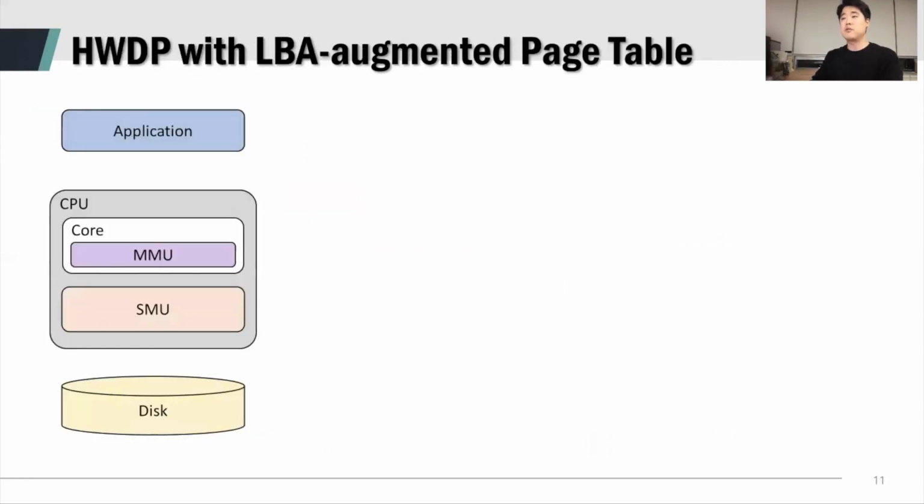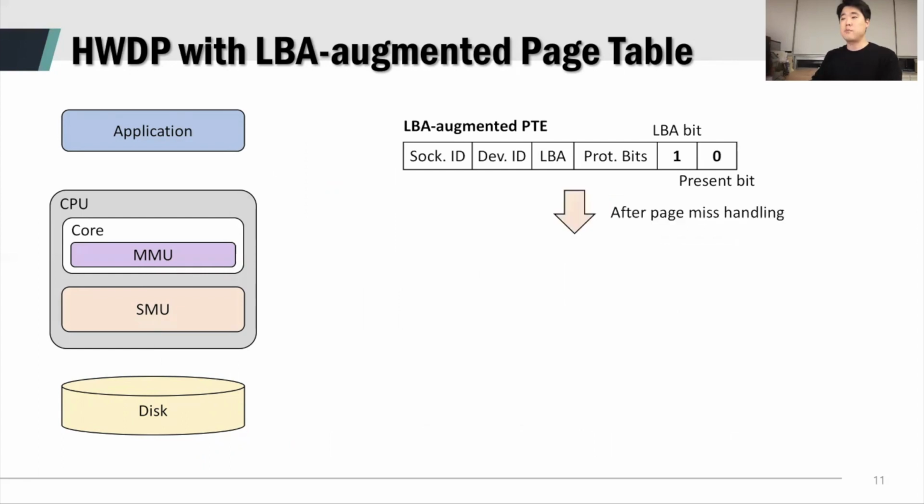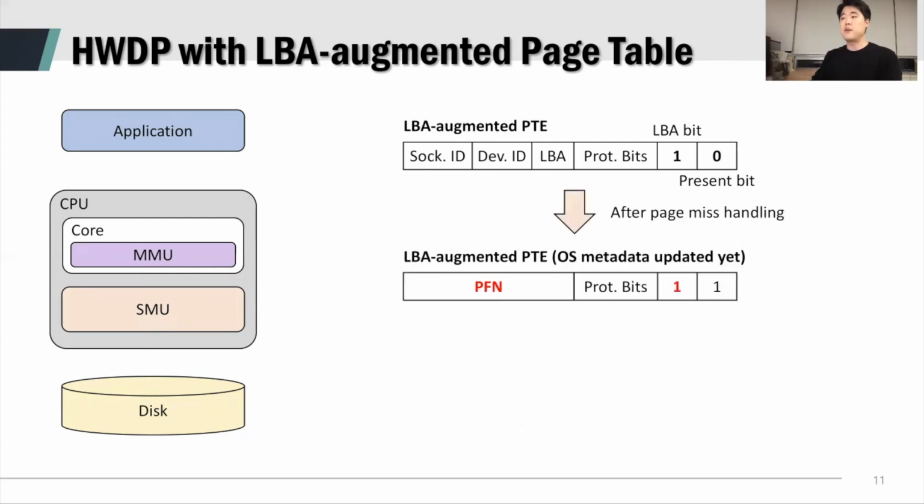Next, we'll see how the LBA augmented PTE is set in hardware-based demand paging. If the MMU detects an LBA augmented PTE during the page table scan, it requests an I/O operation directly through the SMU. After page miss handling is done, the PFN is written in the PTE and the present bit is set, but the LBA bit is still maintained as 1. This means that the page miss has been handled by hardware, but the page-related OS metadata is not updated yet.